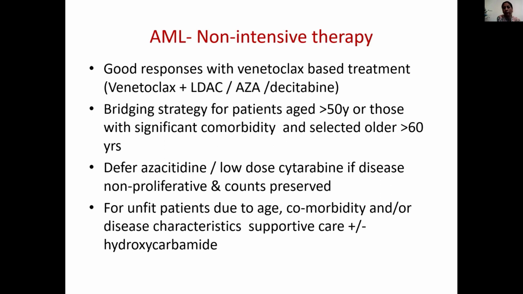Generally, older patients tend to have non-proliferative disease, and they usually have lower counts and generally would present with transfusion requirements rather than marked cytopenias. In these patients, treatment should be deferred. Patients who are older and who have comorbidities and/or disease characteristics which show that they're not likely to respond should be put on supportive care and can be given hydroxyurea if they have higher counts.